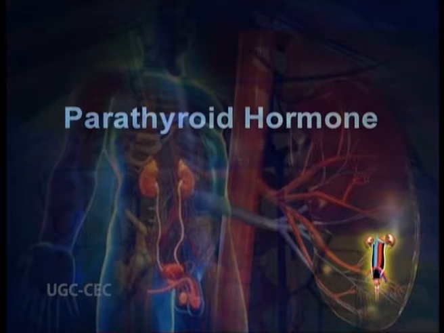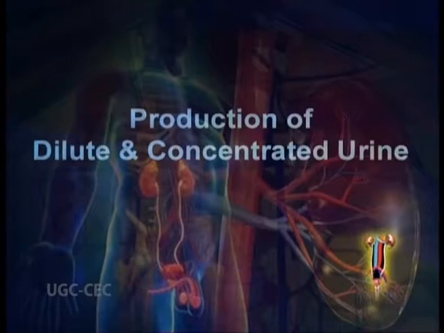Parathyroid hormone. A drop of calcium level in the blood stimulates the parathyroid gland to release parathyroid hormone, known as PTH. PTH in turn stimulates cells in the early distal convoluted tubule to reabsorb more calcium into the blood. PTH also inhibits phosphate reabsorption in the proximal convoluted tubules, thereby promoting phosphate excretion.